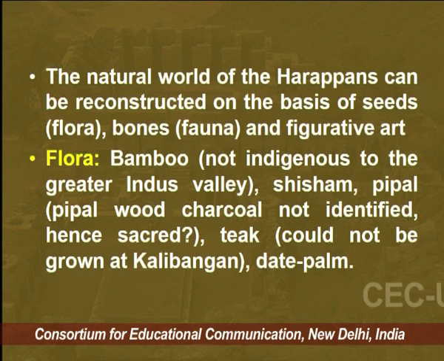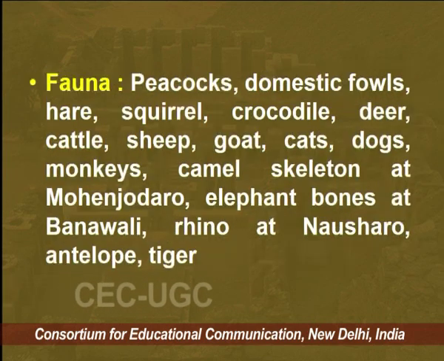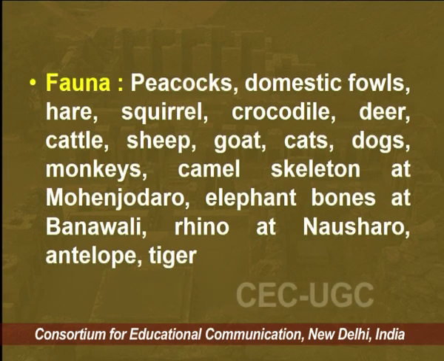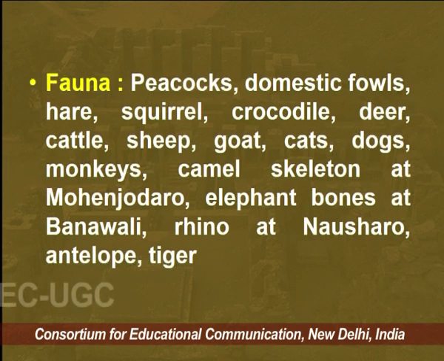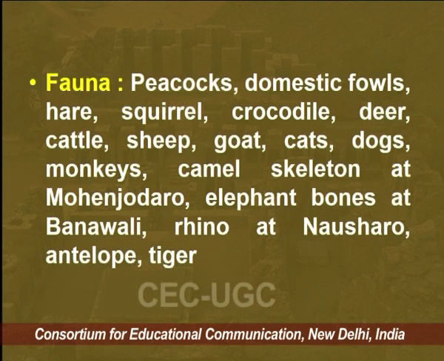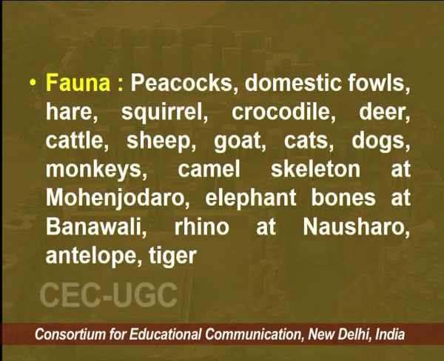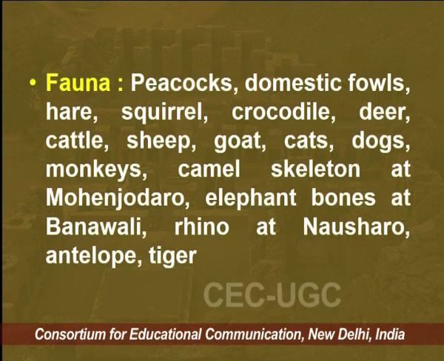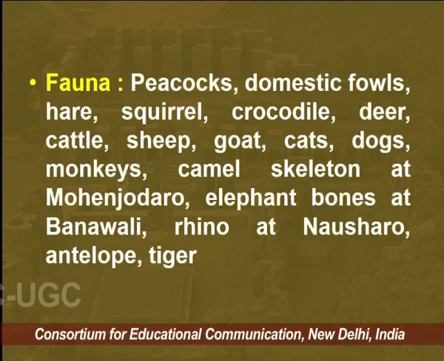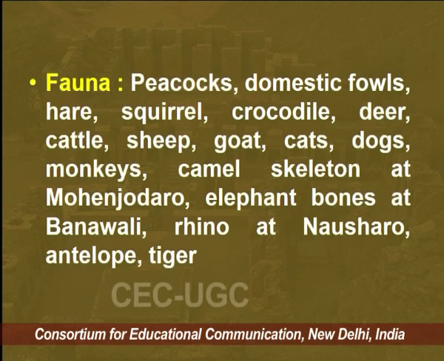We have the example of date palm, and in terms of faunal resources, we have peacocks, we have domestic fowl, we have hare, squirrel, crocodile, deer, cattle, sheep, goat, cats, dogs, monkeys. Camel skeleton has been found at Mohenjo-daro. We all know that this area is abundant in terms of camels. Elephant bones are found at Banawali, rhino bones are found at Nausharo, antelope, tiger. So this is the range of animals that we get to see in Harappa.